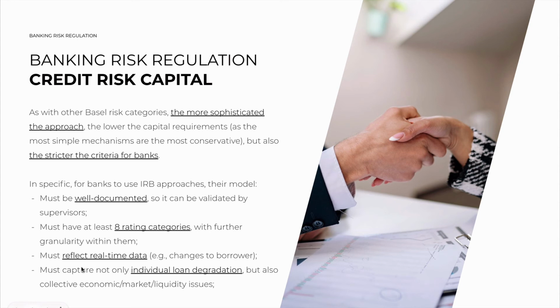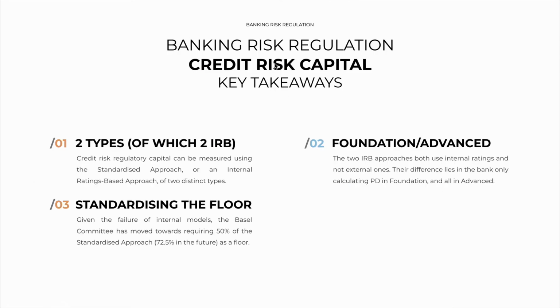And finally, it must capture not only degradation of individual loans, but also possible collective issues in the economy, the market, or the liquidity of the bank or the system. This is to capture situations such as, for example, the Great Financial Crisis, where it wasn't just one individual loan being downgraded, but a lot of structured finance products that depended on it were affected as well, creating a shockwave through multiple institutions. What are our key takeaways here?